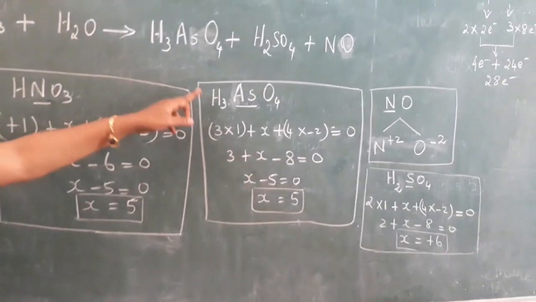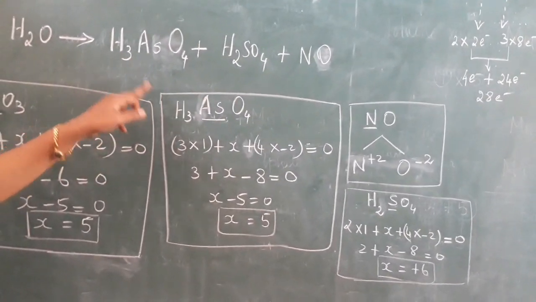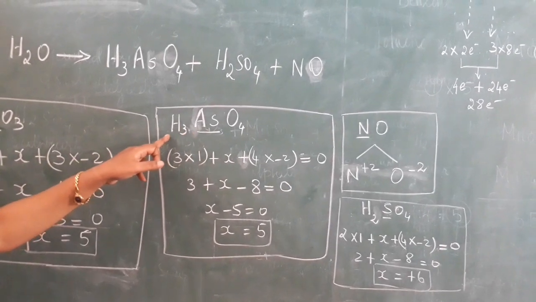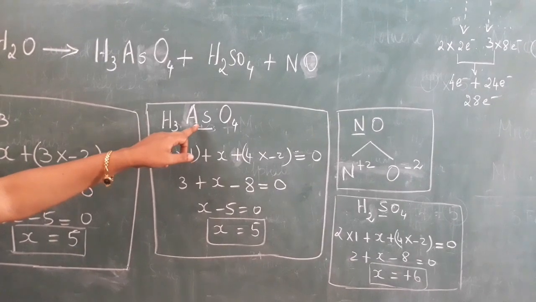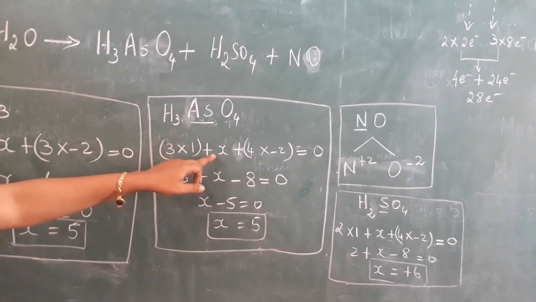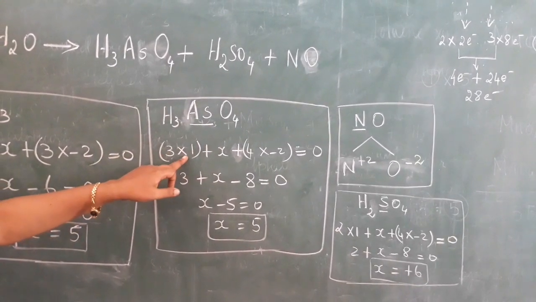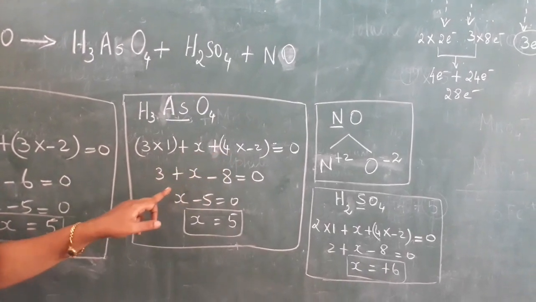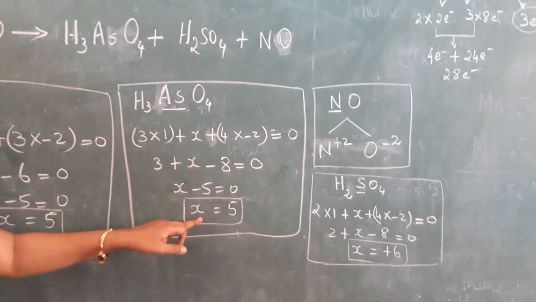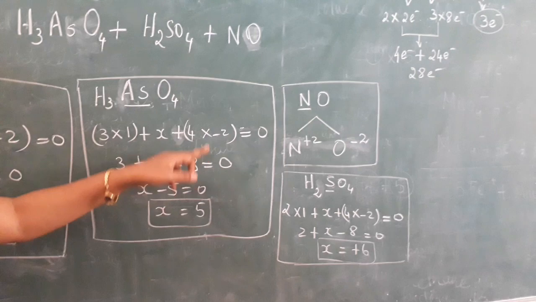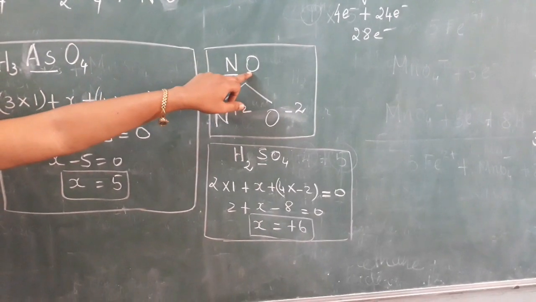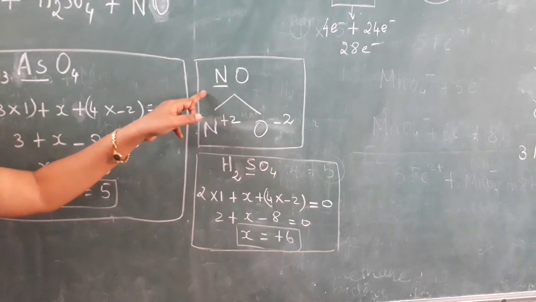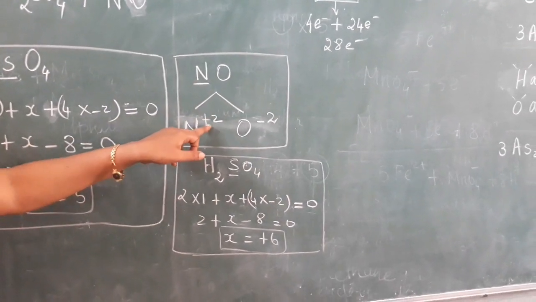The next one is arsenic acid, H3AsO4. For hydrogen and oxygen, we know the oxidation number, so we have to find out for As. So put X for As, and 3 into 1 and 4 into minus 2. We get the X value as plus 5. The next one, NO, nitric oxide. Here we know oxygen is minus 2, so automatically the nitrogen value is plus 2.